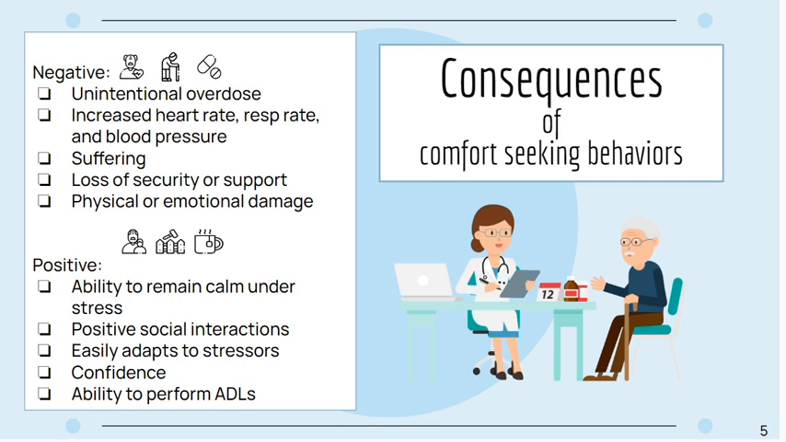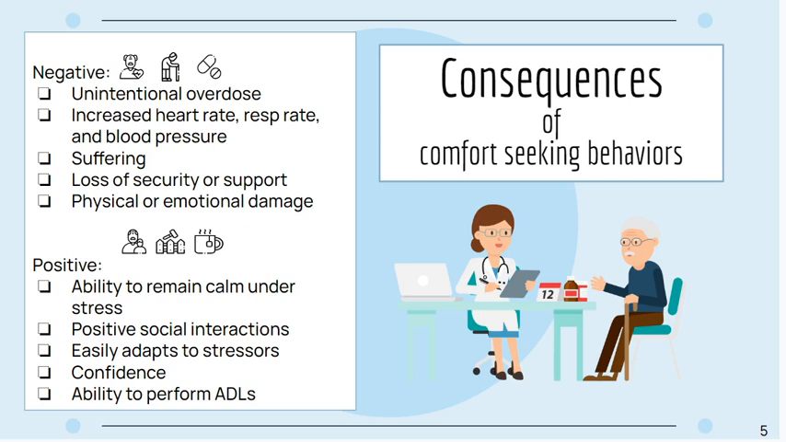Okay, so some consequences, obviously, of comfort-seeking behaviors, like I discussed a little the slide before. Those unhealthy behaviors can potentially lead to an unintentional overdose, increased heart rate, respiratory rate, obviously some hypertension or elevated blood pressure. Some suffering can happen, obviously, if we are doing something to ourselves, like even severe nail biting, which can cause harm to ourselves. We can also create a loss of security or support. And then eventually, like that picture, it may lead to physical or emotional damage within our family structure or family system.